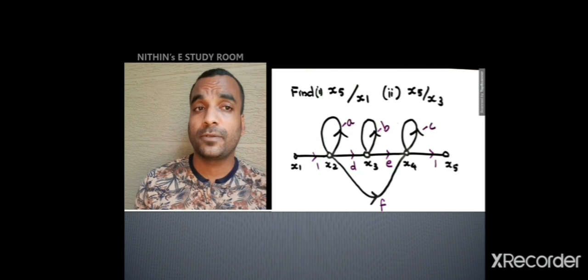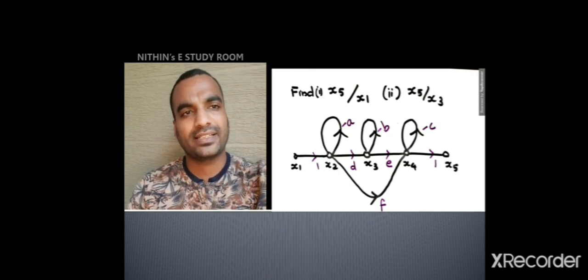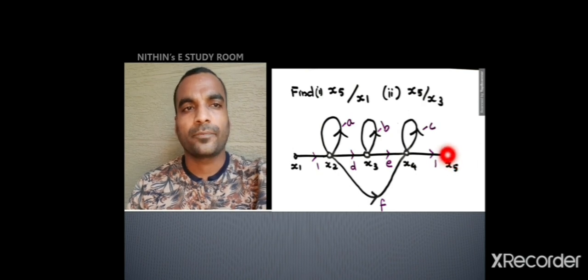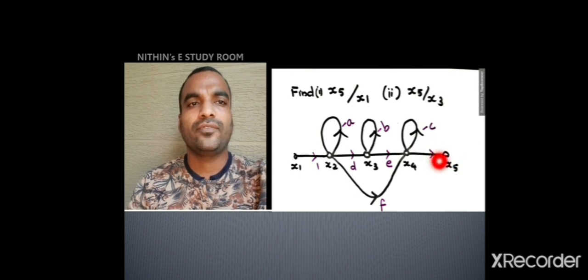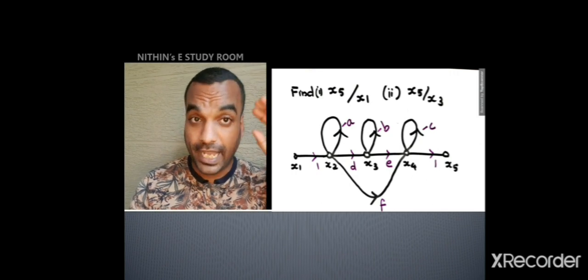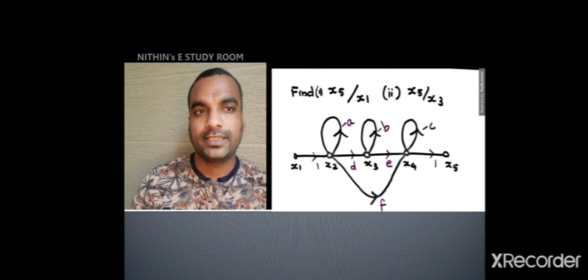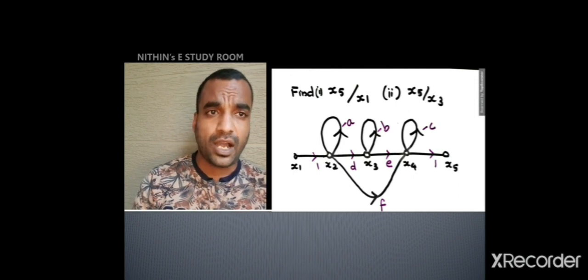So which is the output node? X5 is the output node. And which is the input node as per the question? As per the question, x1 is the input node. First of all, let us check whether it is output or not. X5, is it an output node? Yes, definitely, because only one signal is coming. 1 or 2, that is not important. However many signals come, all the signals should be coming towards x5 only. Then we can say x5 is an output node.